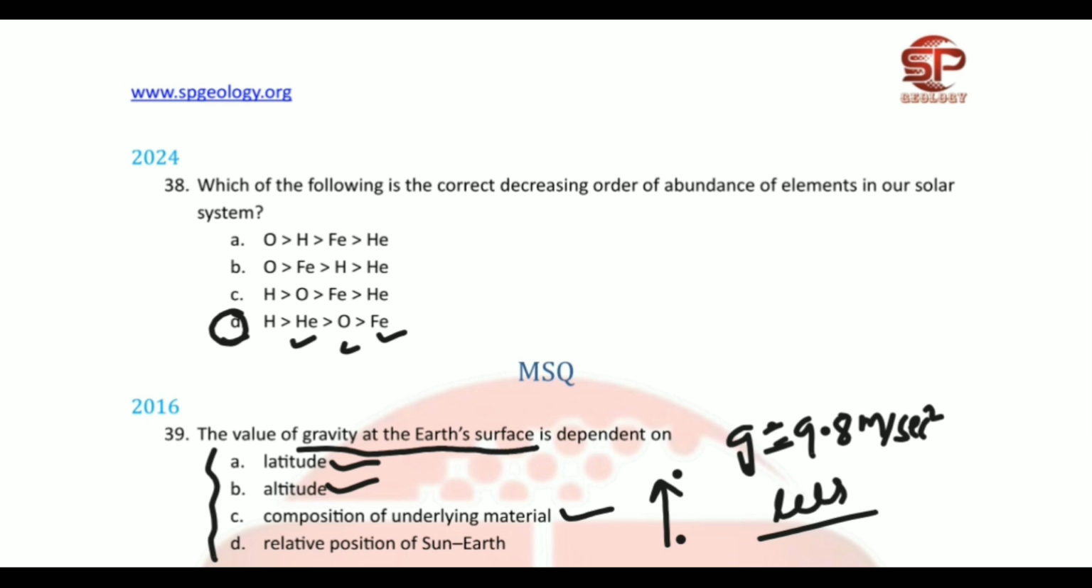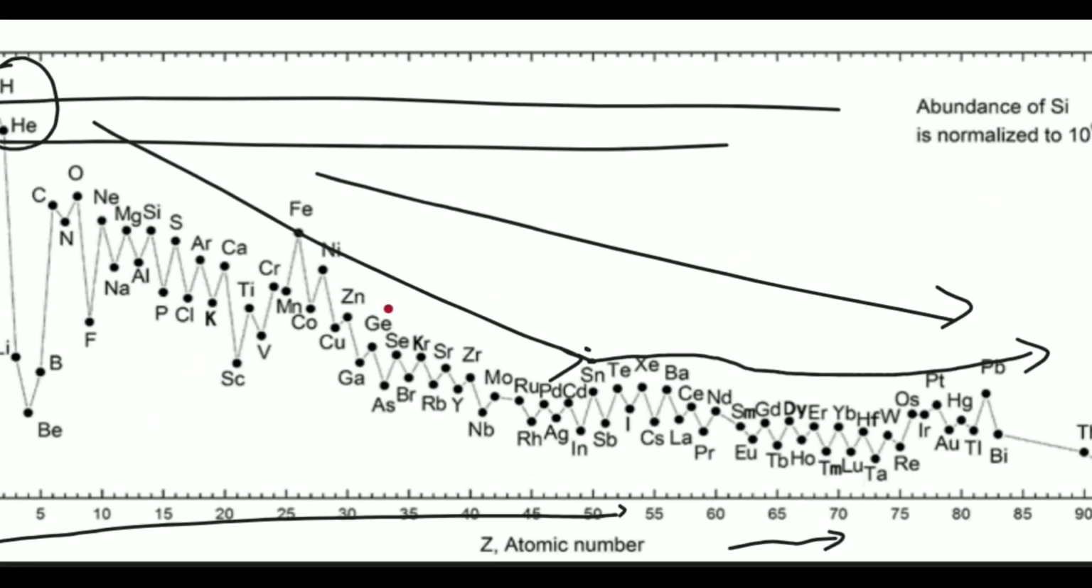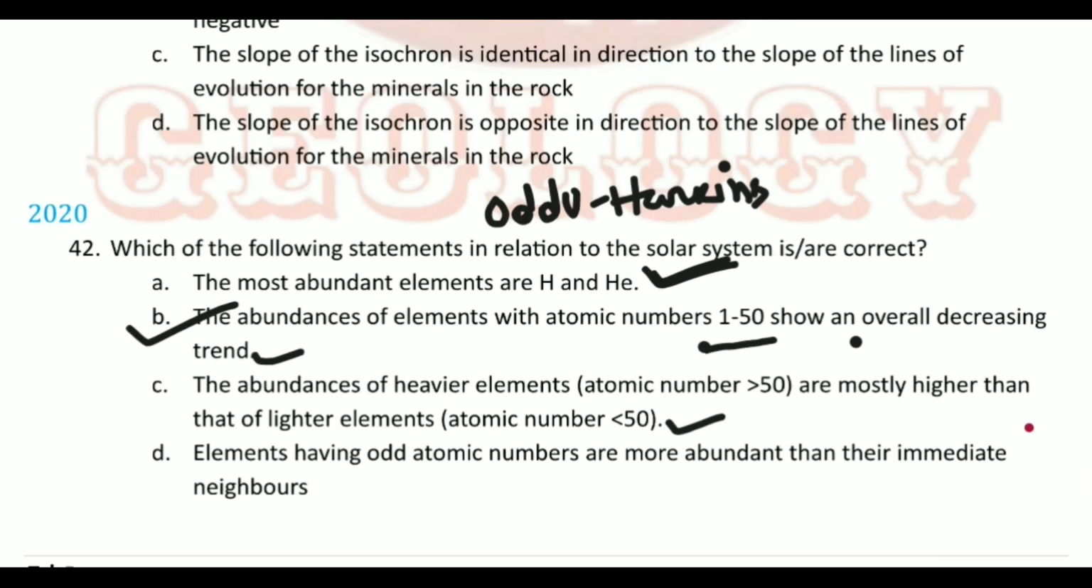Then the abundance of heavier elements, atomic number greater than 50, is mostly higher than that of lighter elements of atomic number less than 50. So this is the abundance of heavier elements. Elements with atomic number less than 50 have higher abundance, and those above 50 have lower abundance. So this should be incorrect.